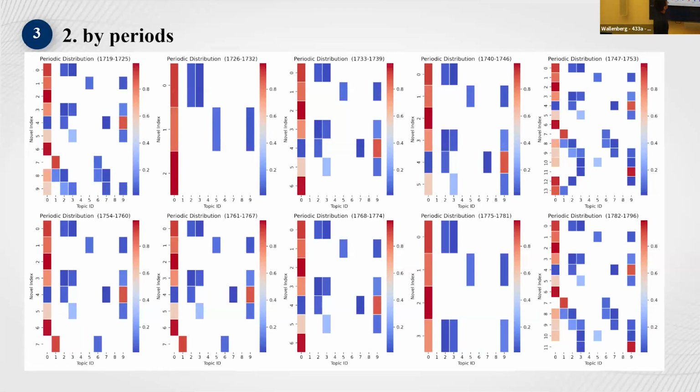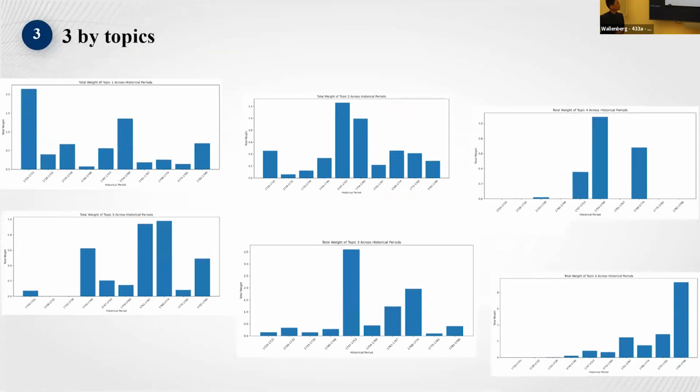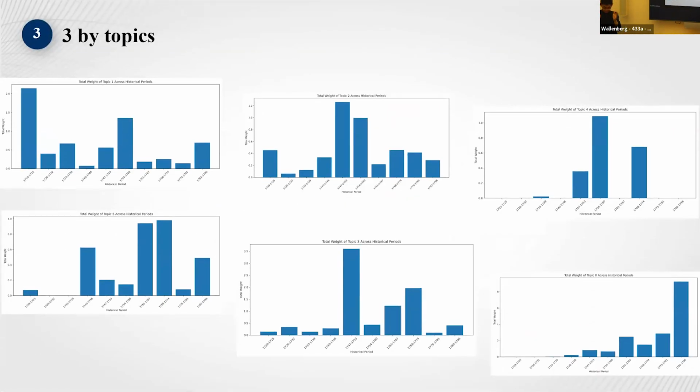And the second step is by period: the first 10 years, second 10 years, third 10 years, each with the distribution of the topics of the novels. But again, this only gives us a panoramic view. We have to try to look at it from other perspectives.